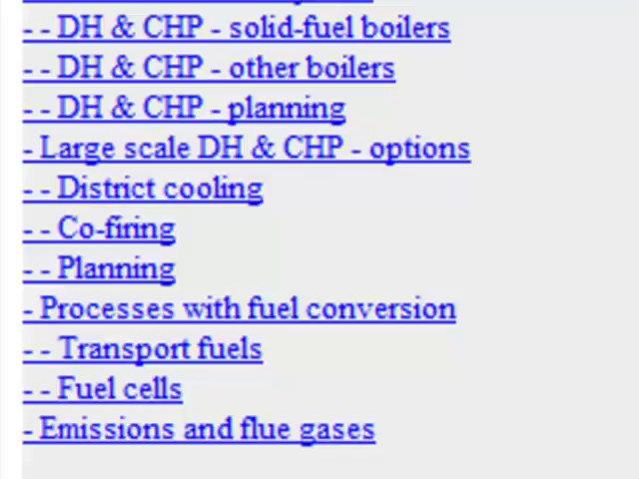Finally, special processes that really demand fuel conversion are treated, such as the production of transport fuels or the operation of fuel cells. And there's also a short section about emissions and flue gases.